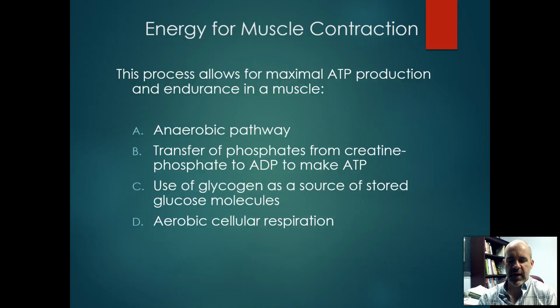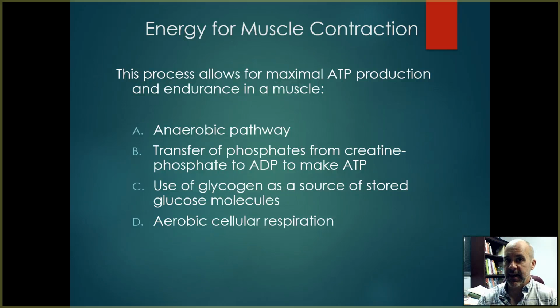Energy for muscle contractions. We talked about some of the ways that your skeletal muscles generate all this ATP that they need in order to sustain contraction. And go back and look at why. So we've already talked about how ATP is needed for the cross bridging to take place. That's going to use up lots of ATP.